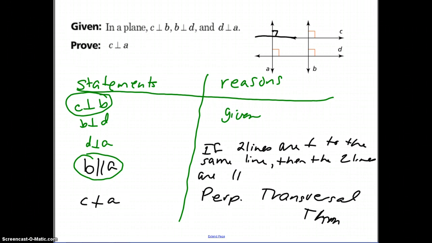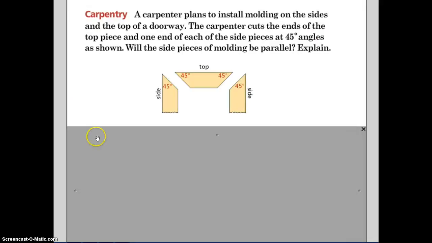Now, that may have seemed confusing, but we will be working with proofs the rest of the 9 weeks and into the next 9 weeks, so we'll have some time to practice this stuff in class too. Now, let's look at our last question. A carpenter plans to install molding on the sides and the top of a doorway. The carpenter cuts the ends of the top piece and one end of each of the side pieces at 45-degree angles as shown. Will the side pieces of molding be parallel?